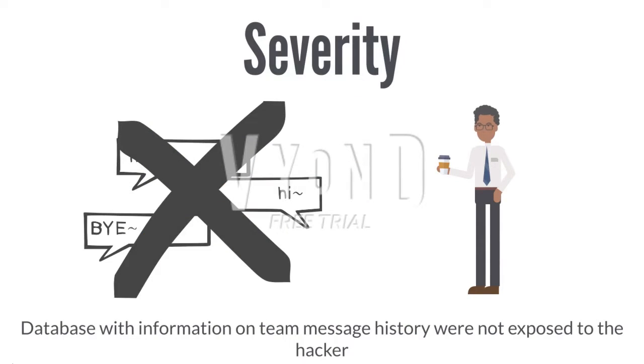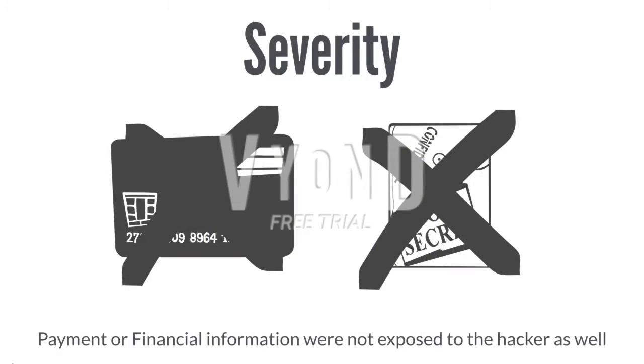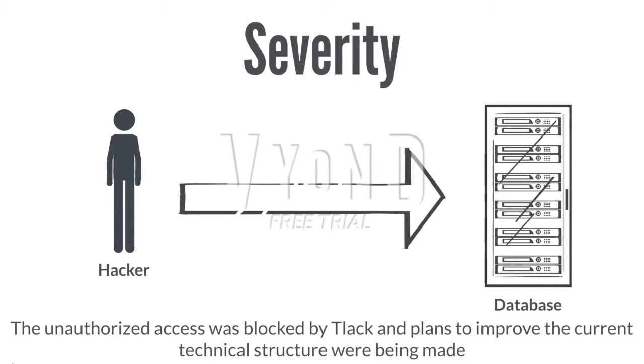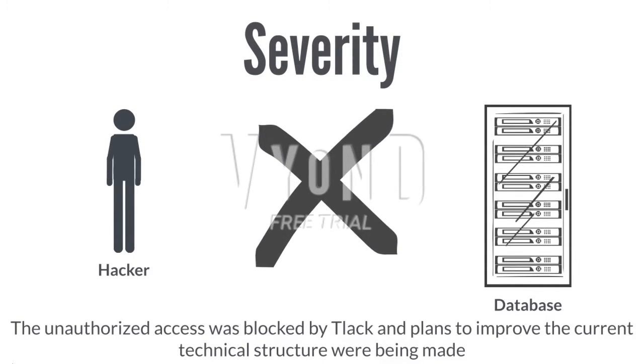Databases with information on team message history were not exposed to the hacker. Payment or financial information were not exposed to the hacker as well. The unauthorized access was blocked by Slack and plans to improve the current technical structure were being made.